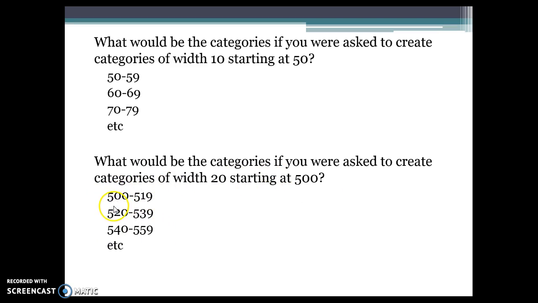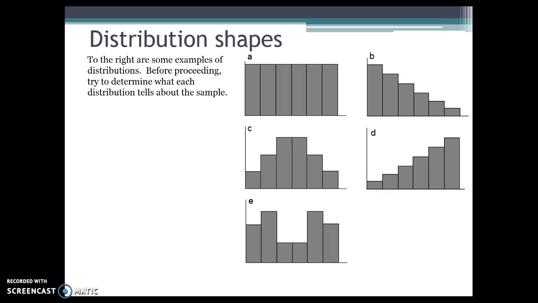The first category would start at 500, and then the next one would start 20 higher than that. And then you stop at 519 just to make sure that you don't want the categories to overlap. All right, so that's that. Let's talk about some of the shapes of the distributions. There are some prototype shapes, and let's talk about what they represent.